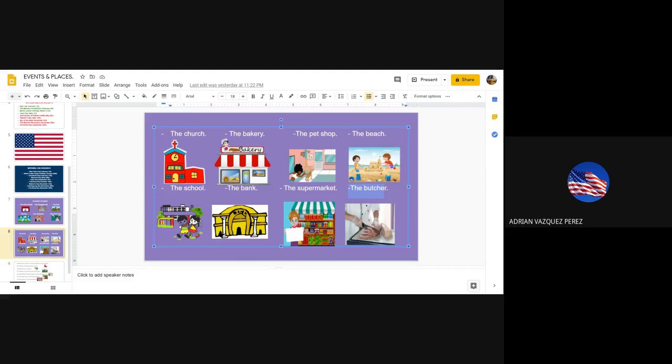Okay, let's take a closer look at these words. Vamos a pronunciar estas palabras una vez más en forma más precisa. Repeat after me. Repitan después de mí. The church. The bakery. The pet shop. The beach. The school. The bank. The supermarket. And finally, the butcher. Those are the different places that we can visit once this pandemic situation ends. Some of them, correct?